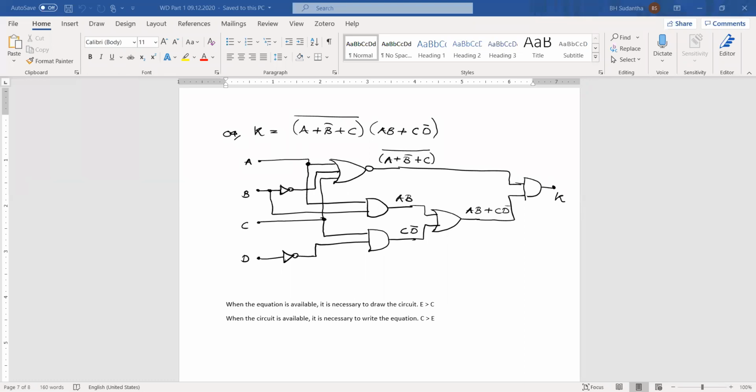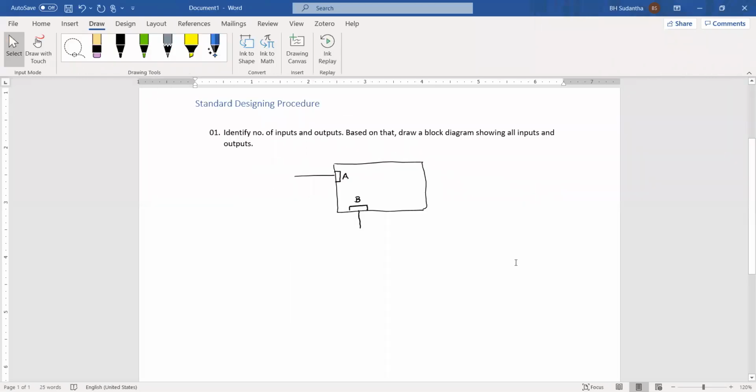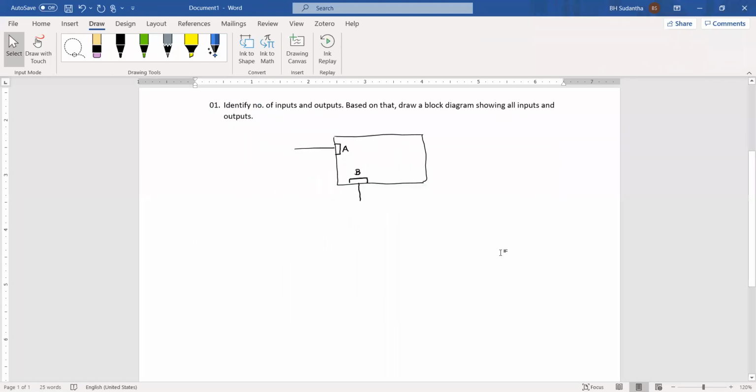Okay. You can't see the document. Now can you see? Yes, sir. Okay.